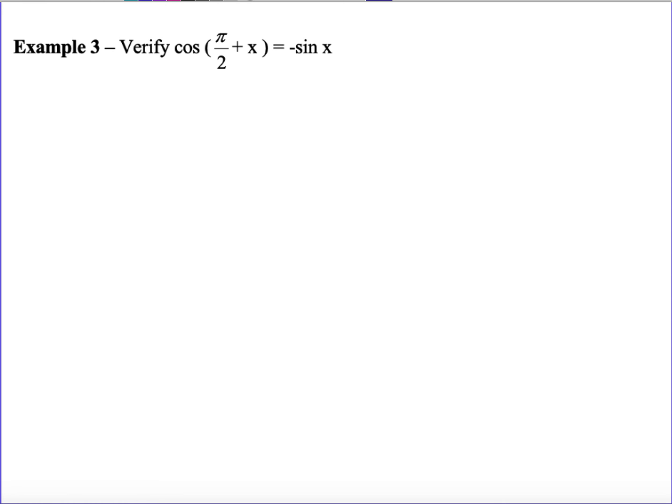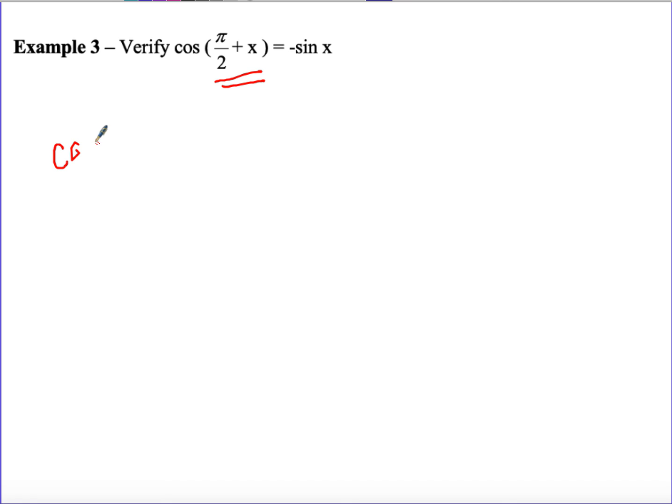One last example for us is verifying. Now we're going to verify an identity that has addition in it. So remember, I can't distribute that cosine through, but as I verify, it means that I'm going to make one side look like the other. And so we start with the more complicated side. So in this case, that's the left-hand side. And I want to turn the left-hand side, cosine of pi over 2 plus x, into negative sine. And the way that I'm going to do that, of course, is to use our sum and difference identity.